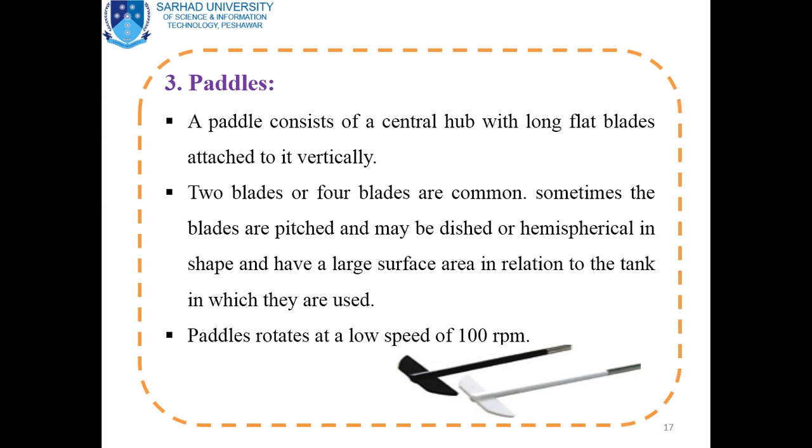The third type of mixing device is termed paddles. A paddle consists of a central hub with long flat blades attached at a vertical position. Two-blade or four-blade designs are common. Sometimes the blades are pitched and may be dished or hemispherical in shape, and have a large surface area in relation to the tank in which they are used.